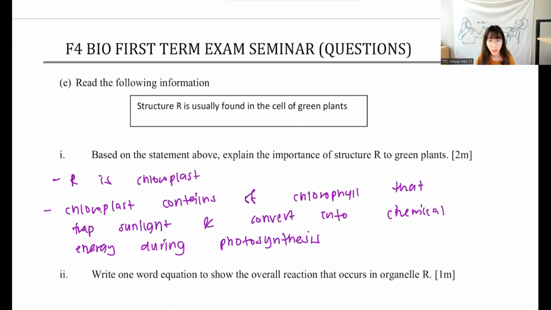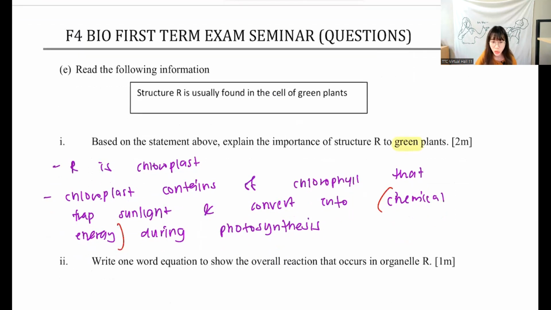I thought it's palisade mesophyll cell. Oh no, it's green plant. If it's green plant, then the answer will not be palisade mesophyll cell, unless they ask which cell contains the highest density of R. Then your answer is palisade mesophyll cell. Okay, so we have to talk about chlorophyll, trap sunlight. Just in case you don't know what chemical energy is: chemical energy is glucose or sugar. It's called chemical energy because after they carry out photosynthesis, they are able to produce glucose, right? So chemical energy is actually the glucose.